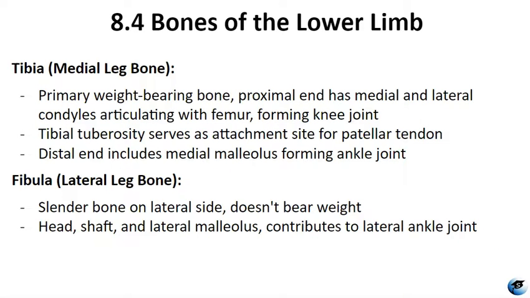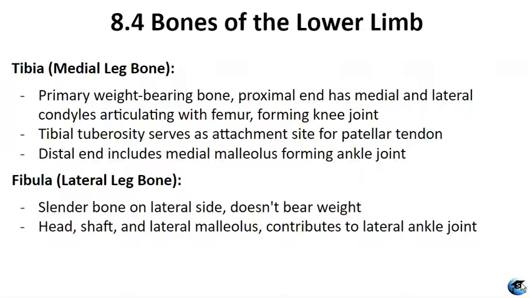The tibia, located on the inner side of the leg, serves as the primary weight-bearing bone. At its proximal end, it features medial and lateral condyles that articulate with the femur, forming the knee joint. The tibial tuberosity acts as the attachment point for the patellar tendon, while at the distal end, there's the medial malleolus, a prominent bony projection that forms part of the ankle joint.